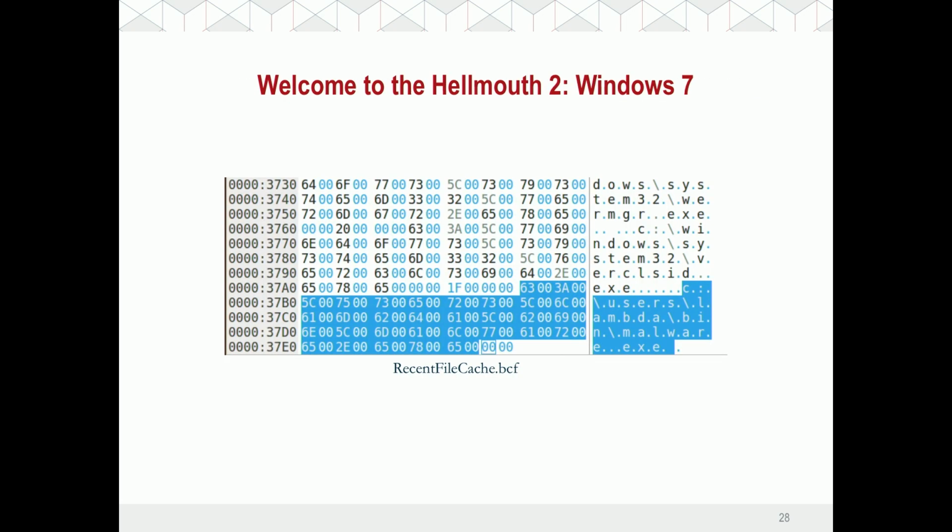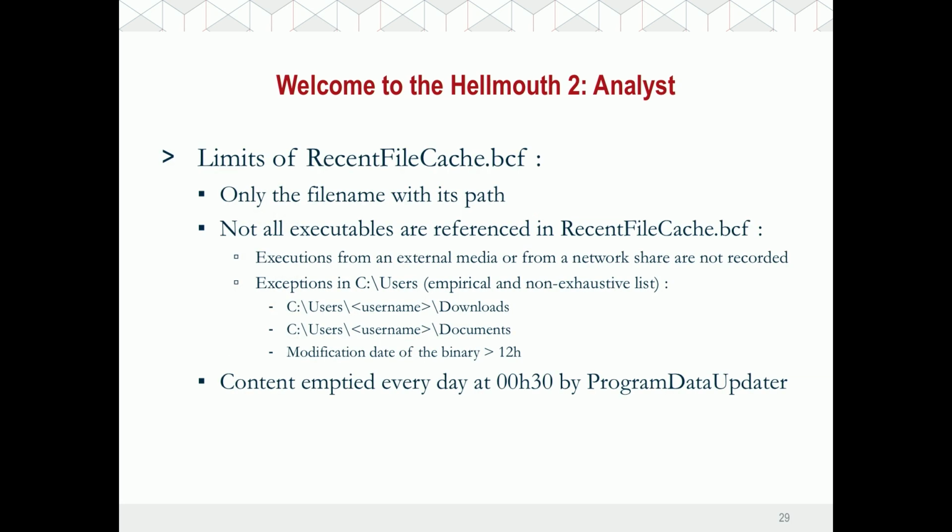So this is a view from recentfilecache.bcf. This is a binary file. It can be parsed with my favorite tool, which is strings. Yeah, it's a great tool. strings -a -el, because it's UTF-16 Little Endian. And you have the full path of the binary that was executed. But that's the only thing you have. You don't have the SHA-1, and you don't have the rest of the values associated with the file.